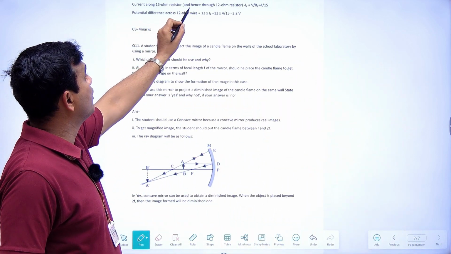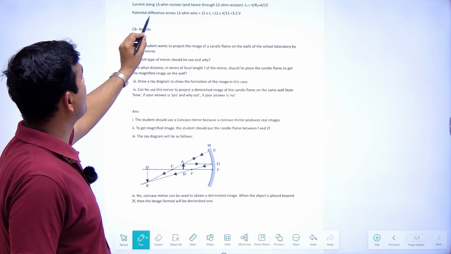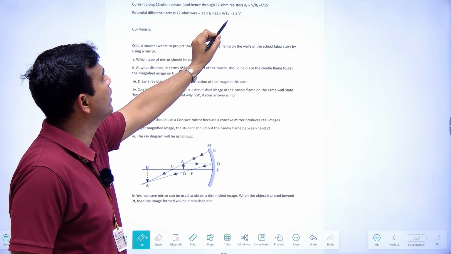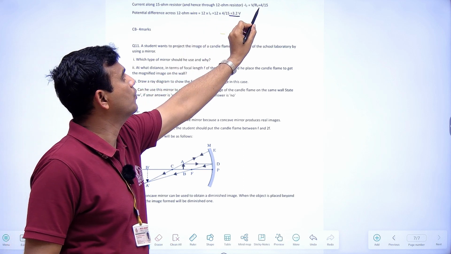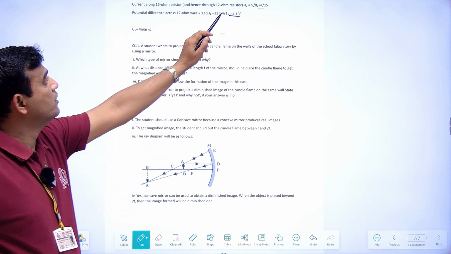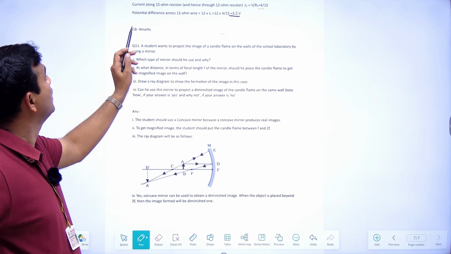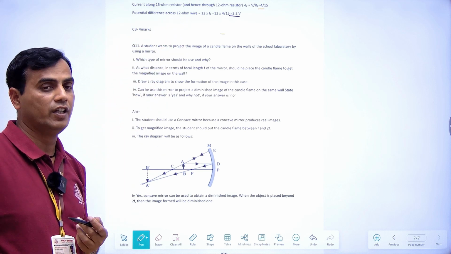Current along the 15 ohm resistance, I2 equals V upon R2. So the potential difference in the 12 ohm wire is 3.2 volt. Okay, so here we got all the values: the resistance, the current in the first branch, the current in the second branch, and the potential difference in the 12 ohm wire.